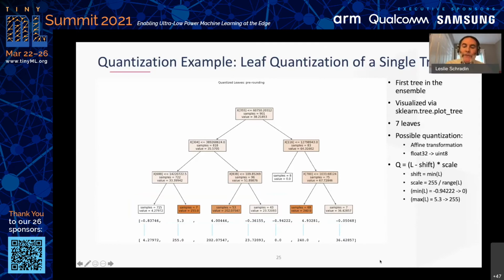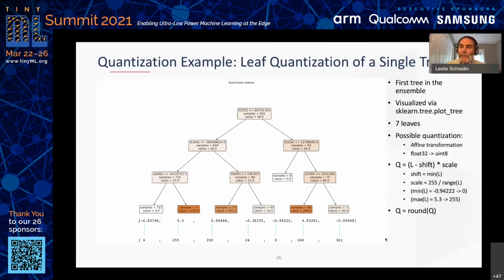So we apply that transform, we get these leaves at the bottom, and you can see this one's gone to 0. This one has gone to the max. And finally, we have to represent these in uint8, so they have to be integers, and we apply the rounding step. This is where we lose some information in the model, but we've gained in bytes.